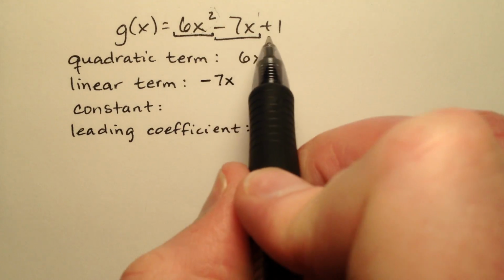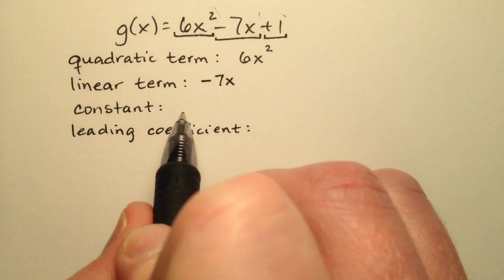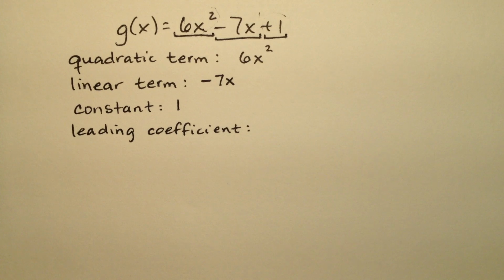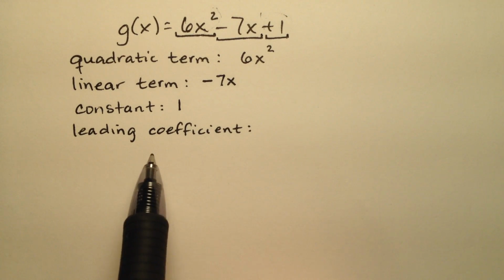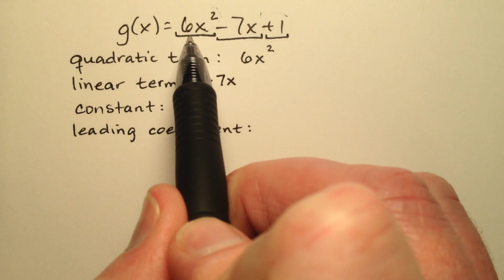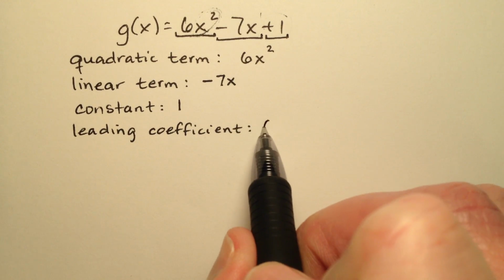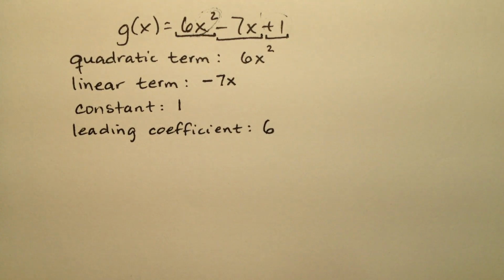And my constant is the term that does not have any variables, it's just the number. So that constant is going to be a 1. So the leading coefficient is going to be the coefficient of the highest degree term, and when you're dealing with quadratic functions, that'll be the coefficient of my x squared term, which is going to be 6.